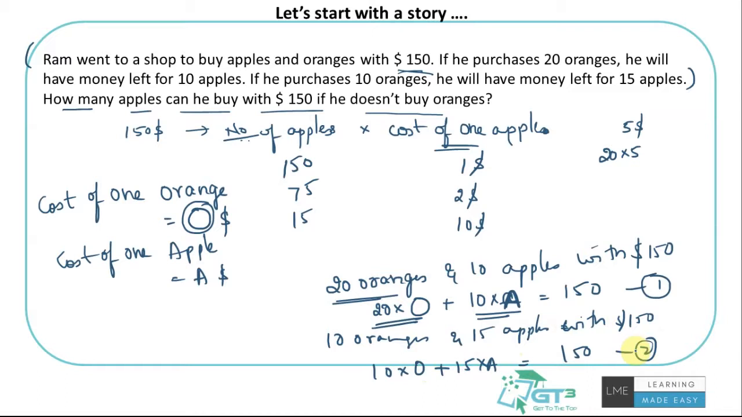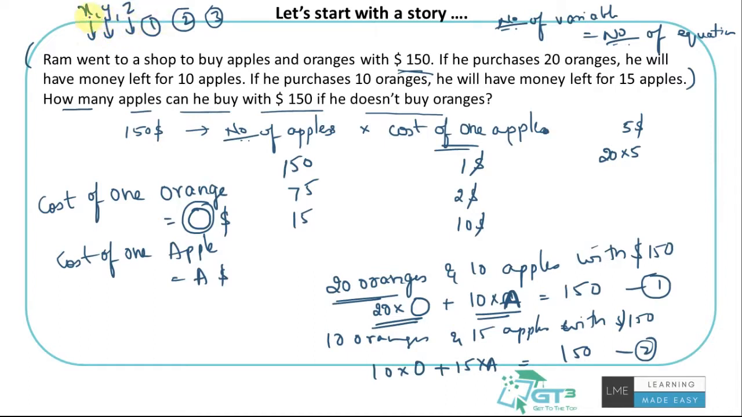The basic rule in algebra is that the number of variables should be equal to the number of equations you have, when I'm talking about solving linear equations. If I have x, y, z as three variables, I need three different equations to get a unique value for each of x, y and z.